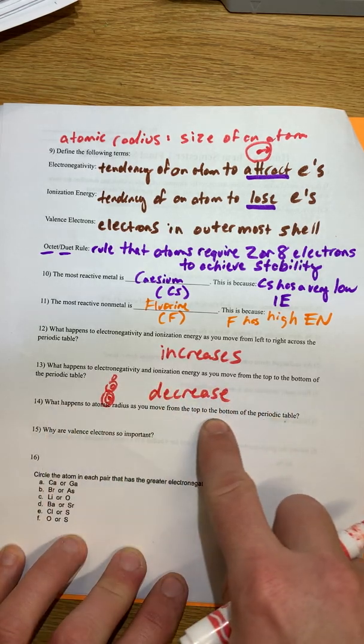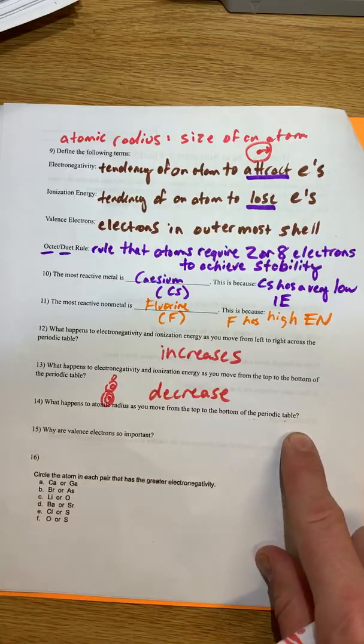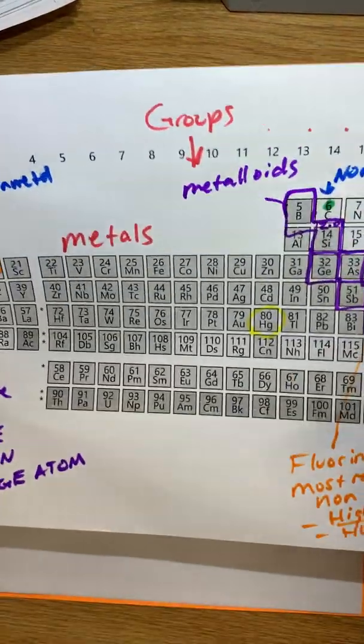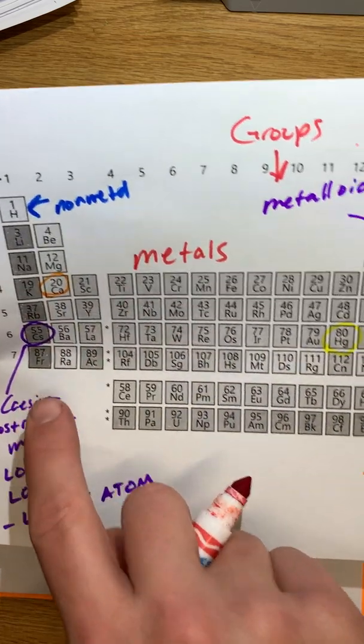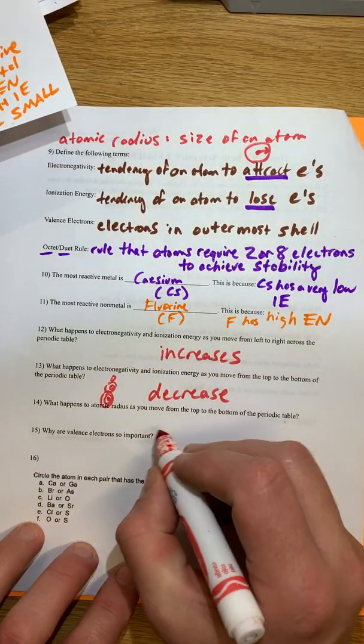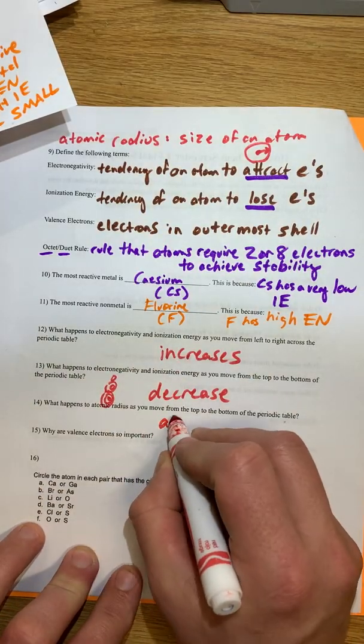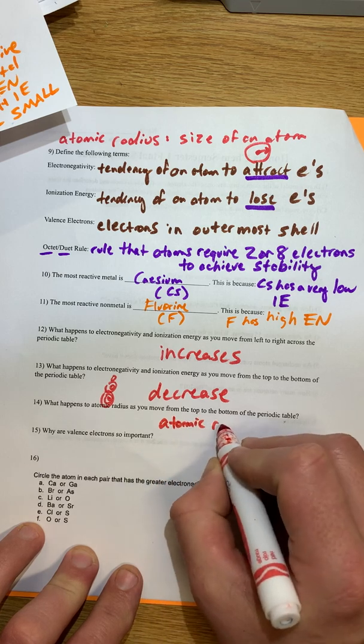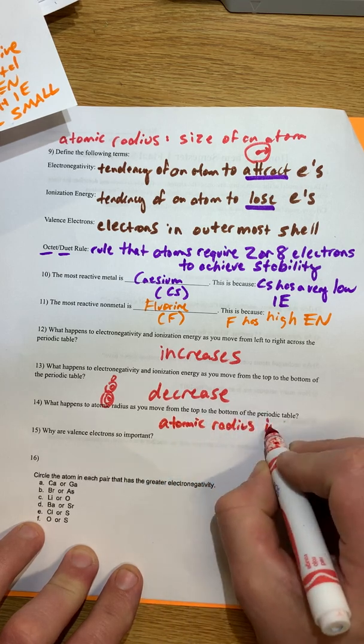What happens to atomic radius as you move from the top to the bottom of the periodic table? Well, if this is small and this is large, then as you go down, atomic radius increases.